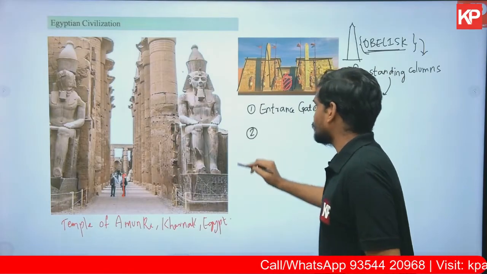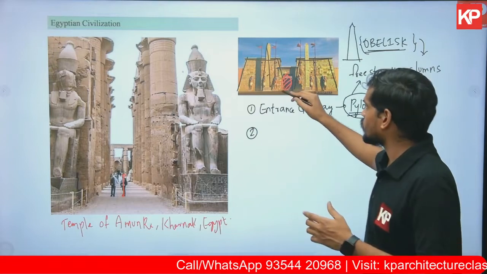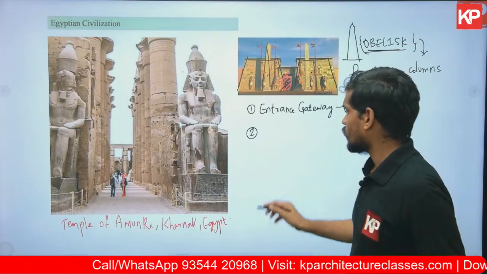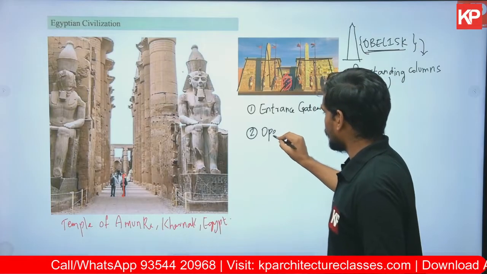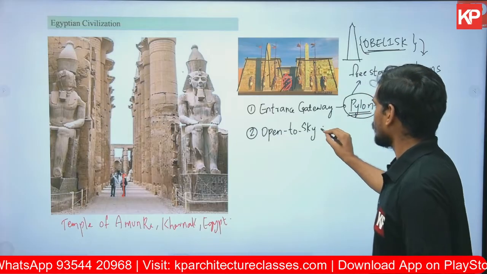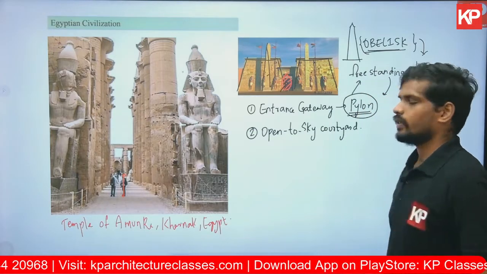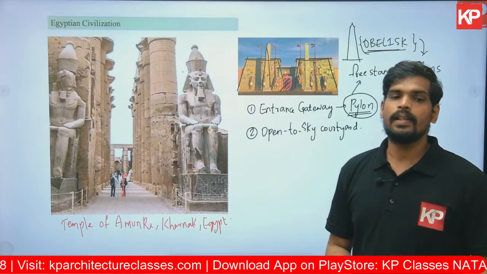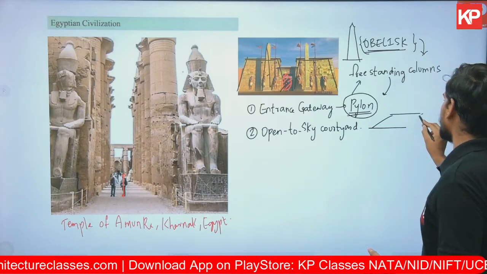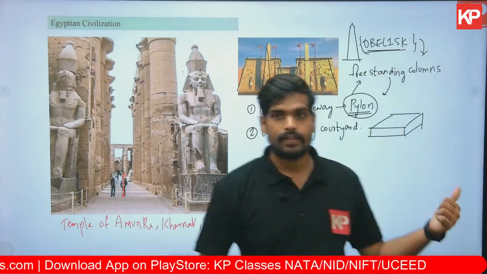Point number two, after the entrance gateway: once you enter into the temple through this gate and go inside, you will find a courtyard. It is an open to sky courtyard. That's the second part of the Egyptian temple. What is an open to sky courtyard? It is basically a space which has no roof on the top. It just has walls.